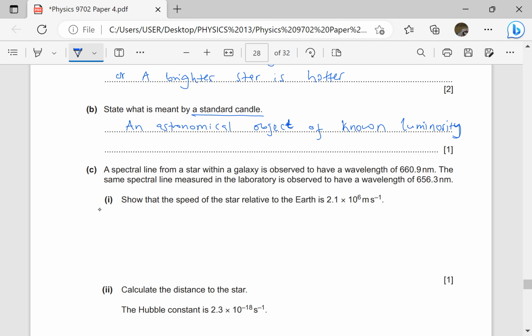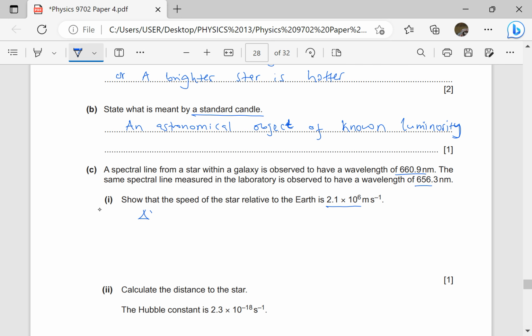A spectral line from a star within a galaxy is observed to have wavelength 660.9 nanometers. The same spectral line is measured in the laboratory to have wavelength 656.3 nanometers. So you see that there is a redshift. Show that the speed of the star relative to the Earth is 2.1 times 10 power 6 meters per second.